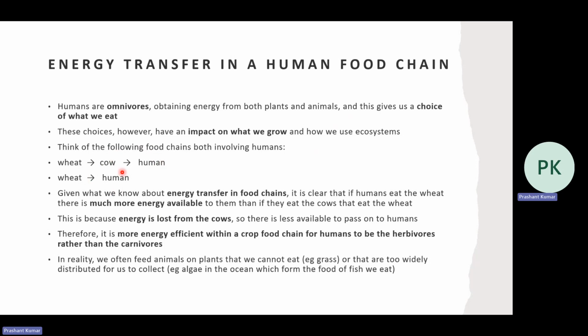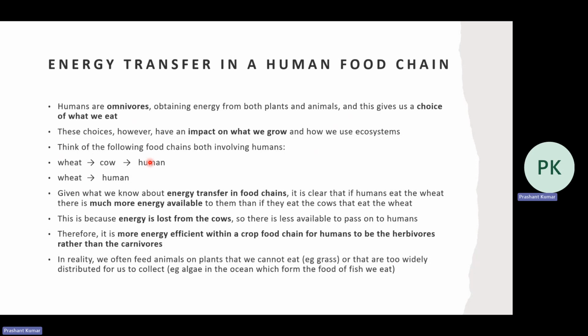And now imagine you are eating wheat directly, the plant directly, right? So if you compare the energy transfer, wheat passes 10% to cow and then 10% goes to human. And you are directly eating wheat. So you can imagine what energy the cow is going to get from the plant, you will get, right? So it is clear that if humans eat the wheat, there is much more energy available to them than if they eat the cow that eats the wheat. The choice is yours. Be vegetarian, right? So there's a logic behind it.